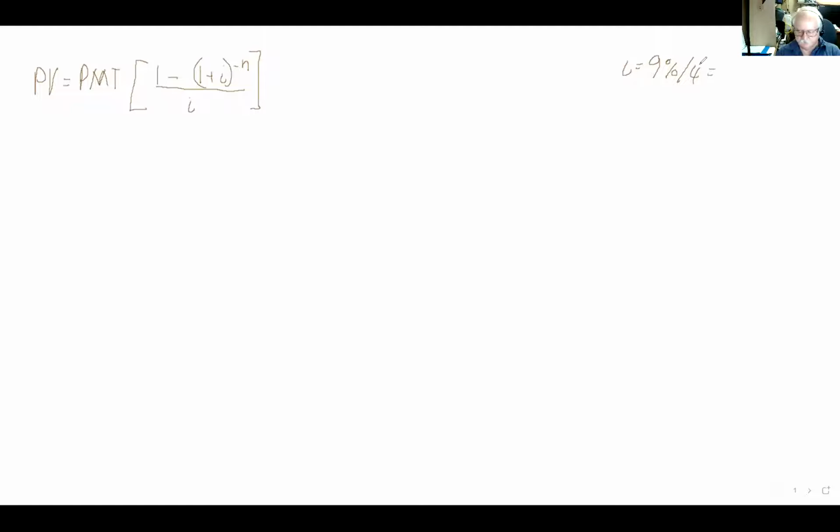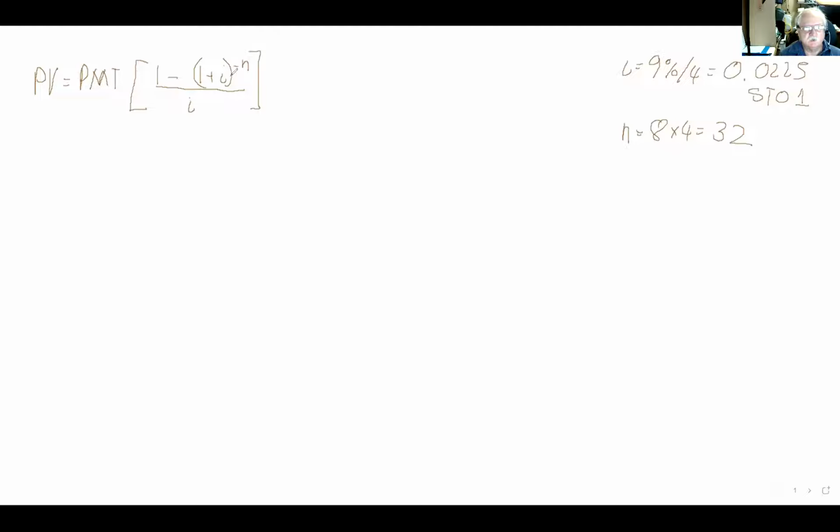So 9% divided by 4, I'm getting 0.0225, and I'm going to store that in register 1. The next thing you need to know is n, and this was 8 years, but 4 times a year equals 32. So I'm not likely to screw that up, so I'm not going to bother storing it. So when I come back over here, we know the payment was 8,500.